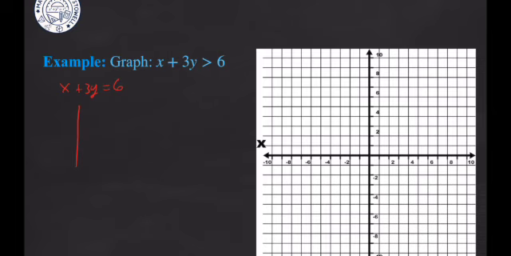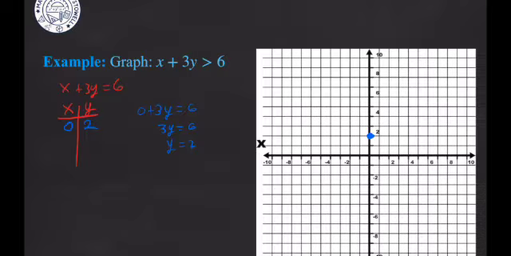Let's make a table, and we are going to have x values and y values. Let's choose for this one, let's say that x was 0. If x were 0, then this means that we have 0 plus 3y equals 6. Okay, so in other words, 3y equals 6. Solve for y, divide by 3, so y is equal to 2. So we have a point at (0, 2).